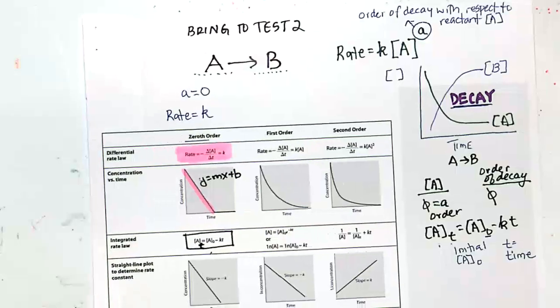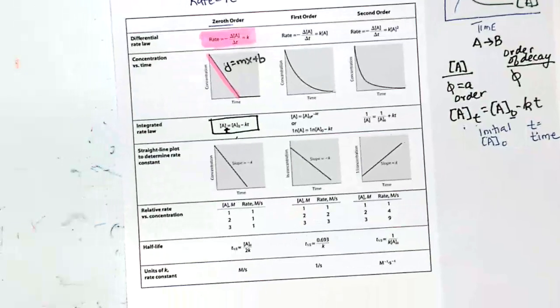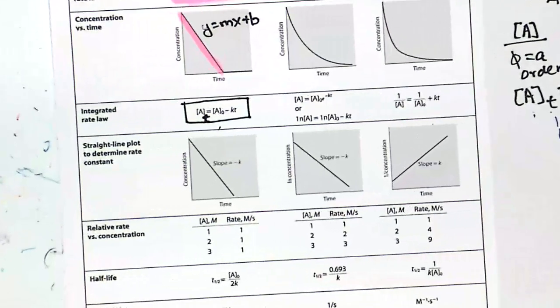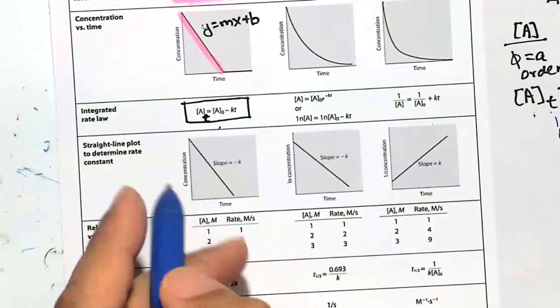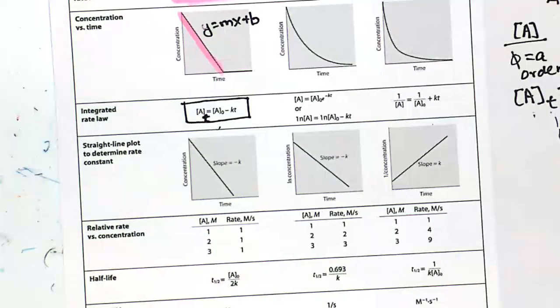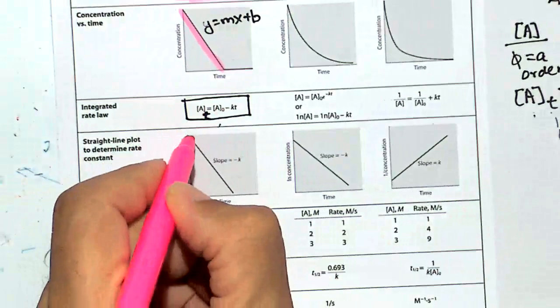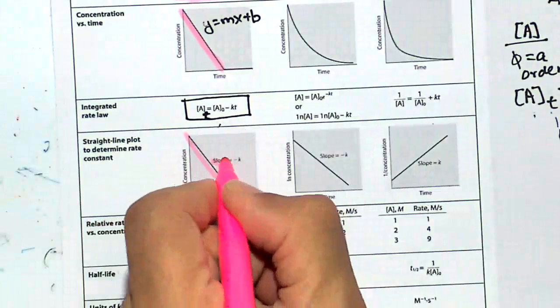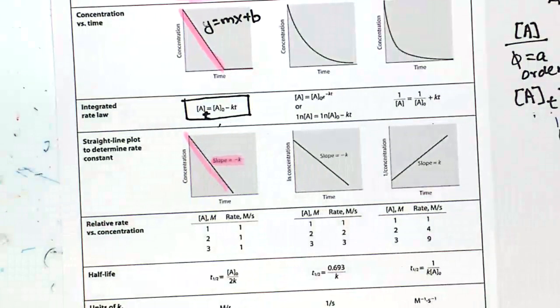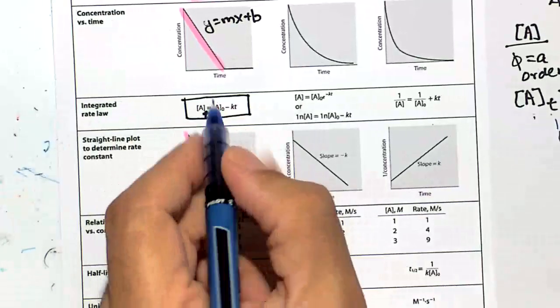So concentration over time, it's a nice straight line. The slope is equal to minus k, so you just get the slope and get minus k, which is good.